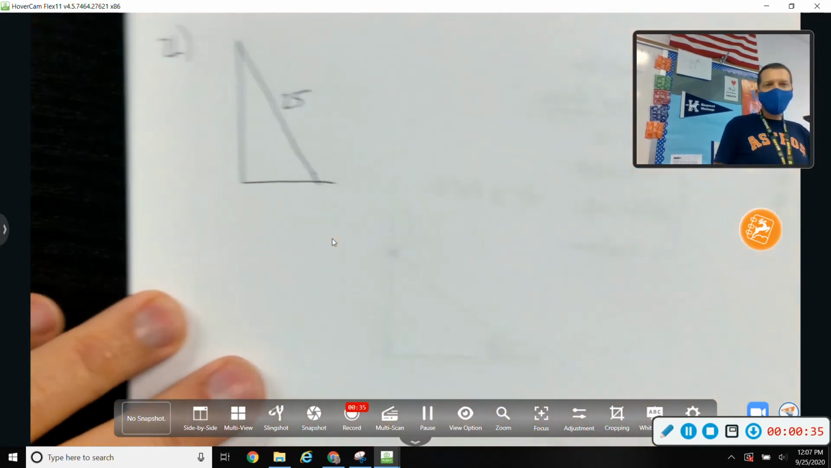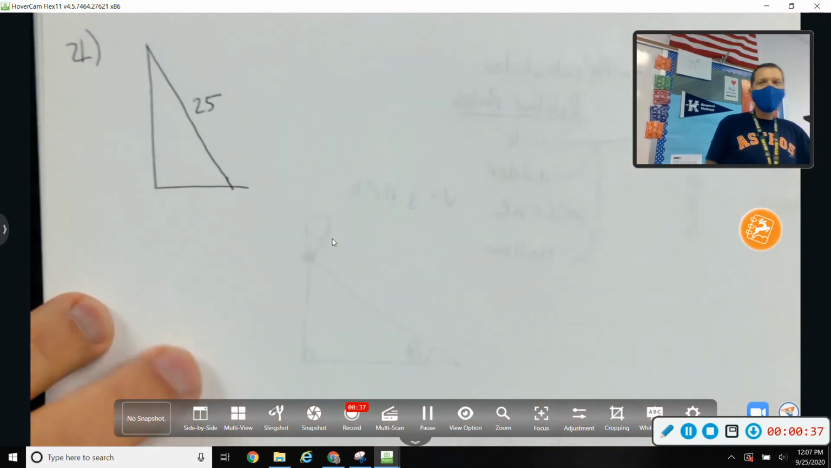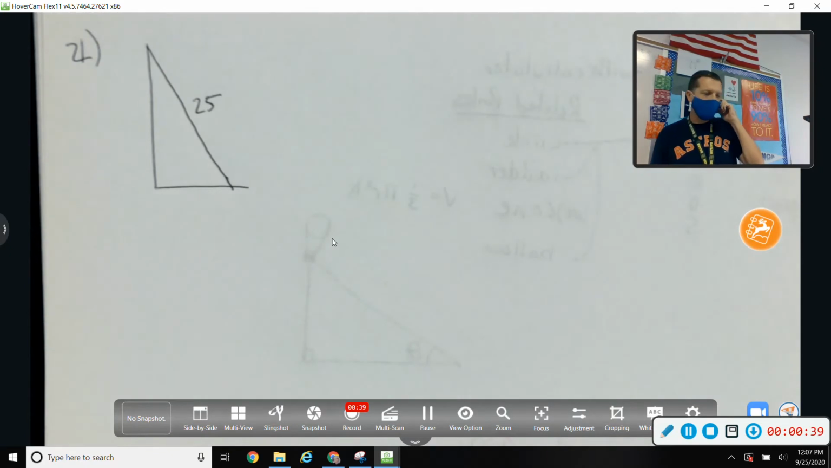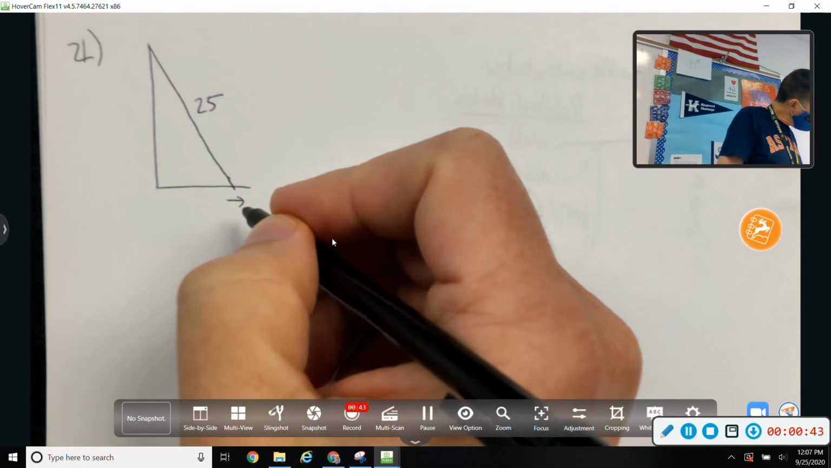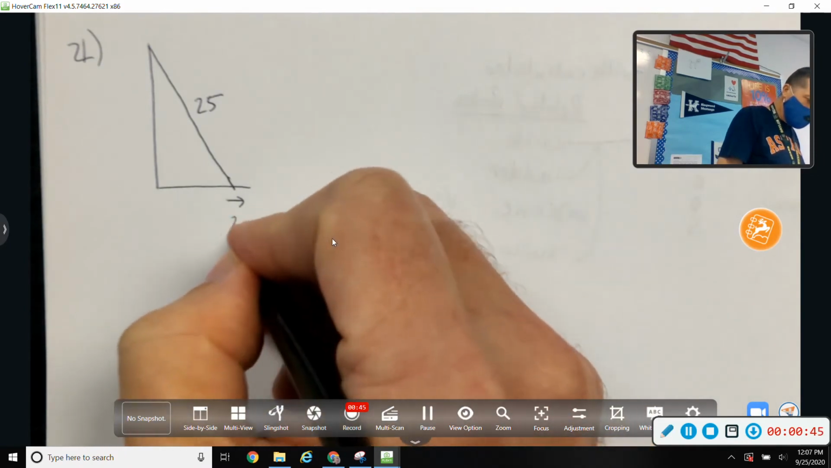All right, but the ladder's 25, so that's fixed. That's not changing. We can label that 25. This is moving away at 2 feet per second.